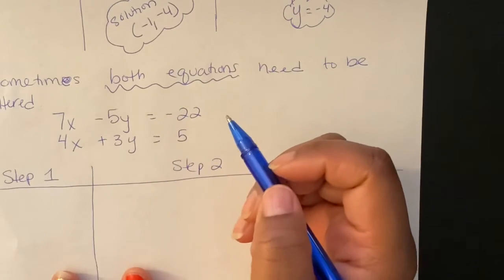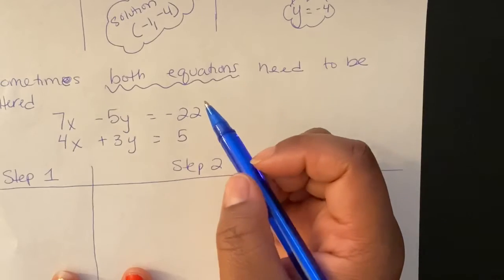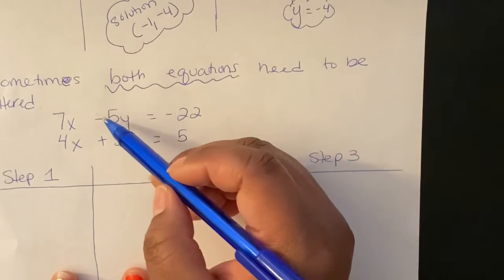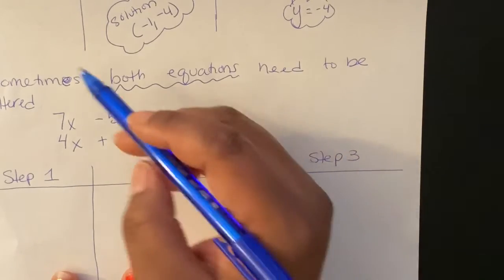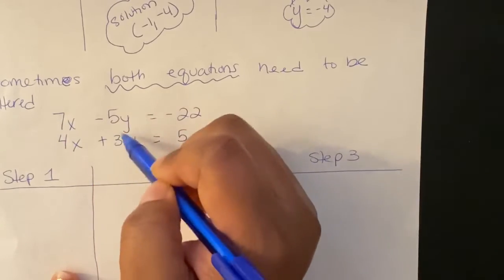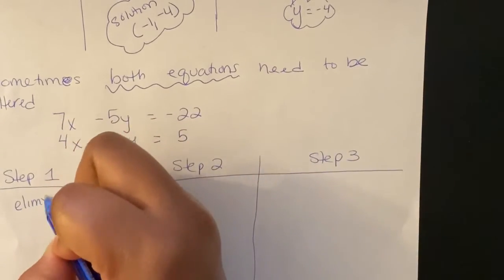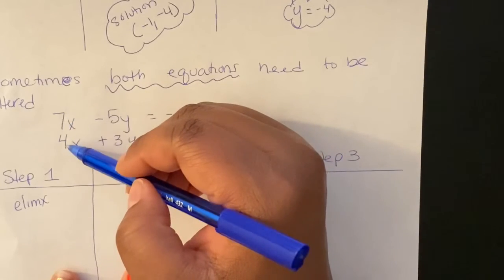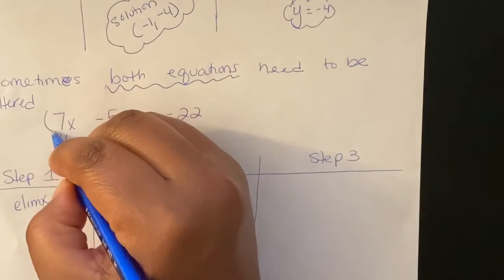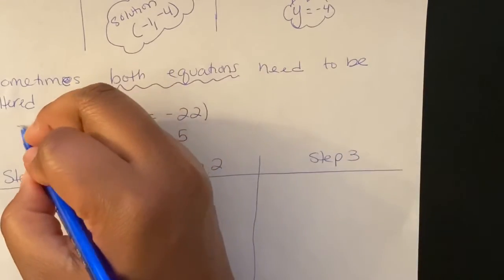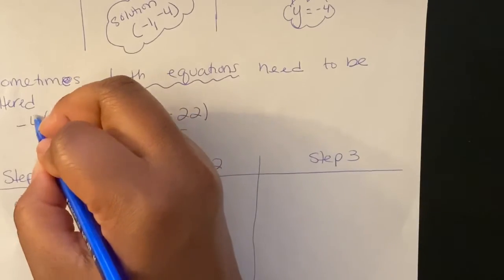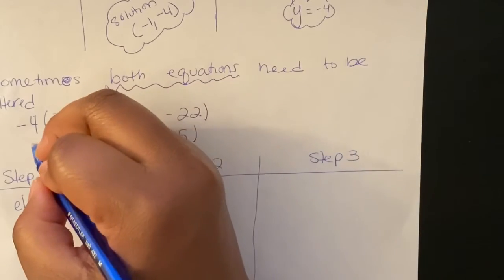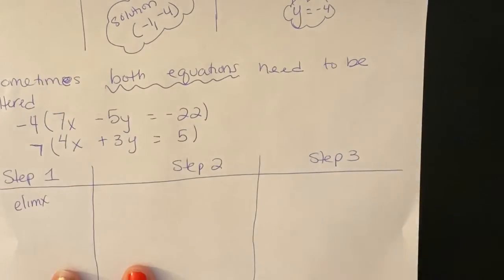So for the sake of not always using y, it would be easier to do y here because it's already a negative and a positive. But for the sake of not always eliminating y, I'm going to eliminate x here. Okay. So I need to make one of these a positive 28 and one of these a negative 28. So I'm going to make this first equation a negative 28 by multiplying 7x by negative 4. And I'm going to make this 4x a positive 28 by multiplying by a positive 7. Okay.